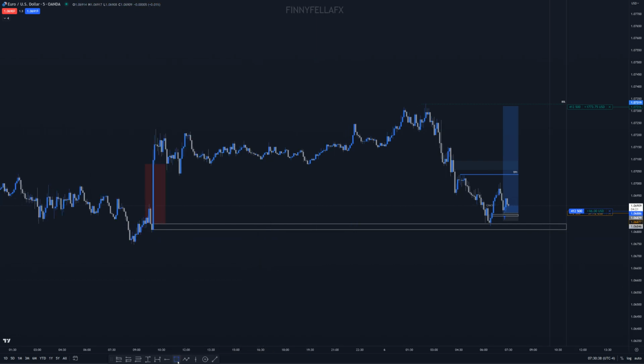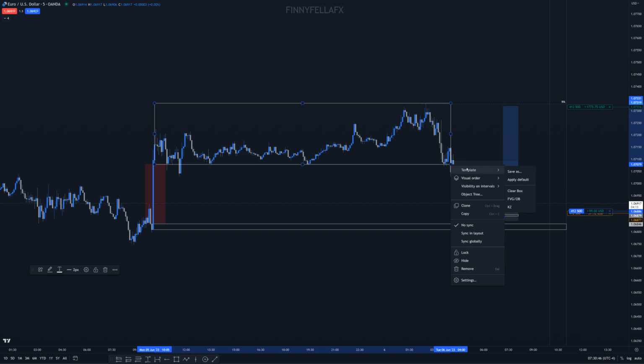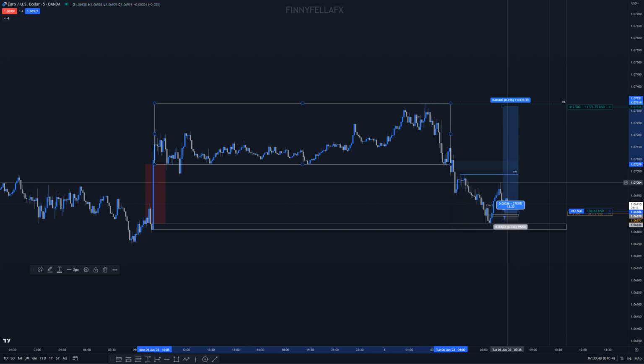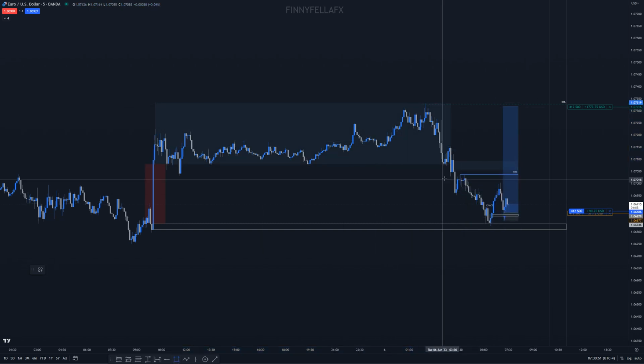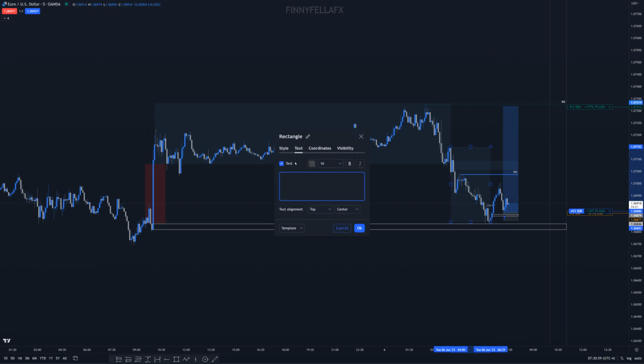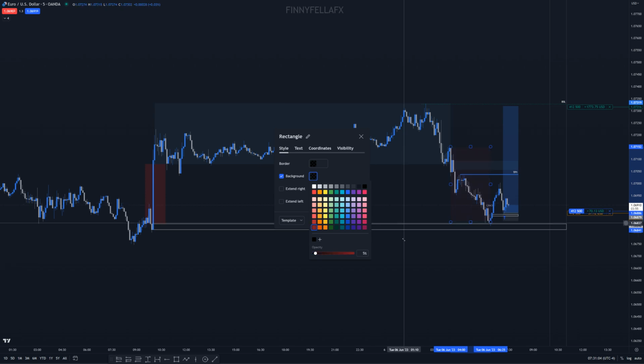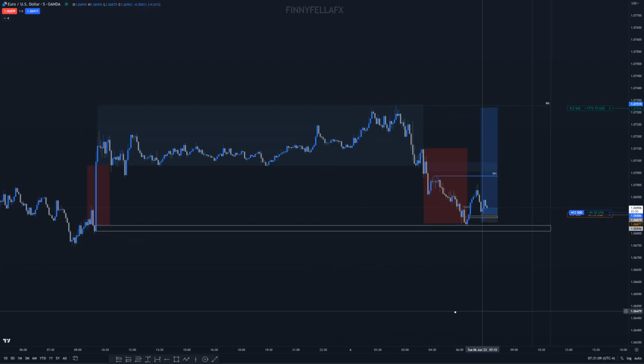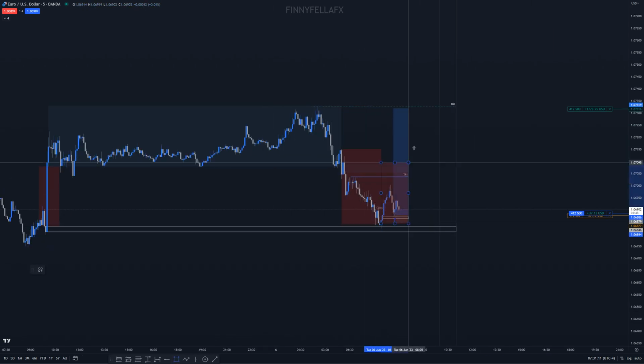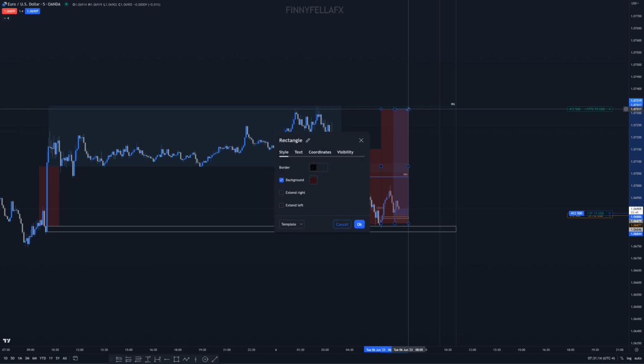We've had the power three, or should I say accumulation. Just going to mark this out. Accumulation. I like to make these different colors for you, just so it stands out a little. What I believe to be manipulation. Let's change the color on this. And hopefully then distribution is what I'm aiming for.